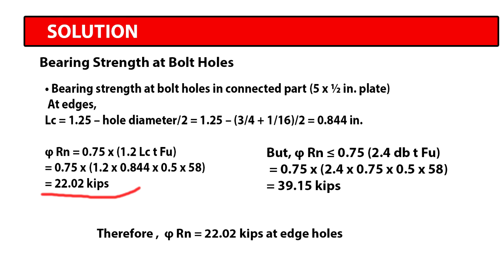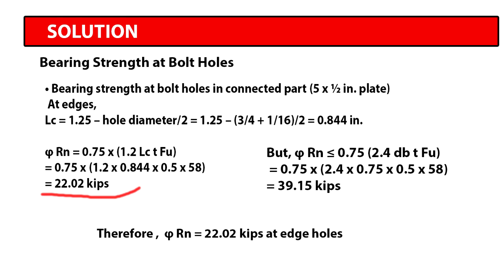Now for the upper limit, we have 0.75 times 2.4 D times T times FU. Then we have our D, which is equal to 0.75. Our thickness again is 0.5, and our FU again is 58. So we solve this, we have 39.15 kips. So comparing the values 22.02 and 39.15, 22.02 is less than, so we get our Phi times R sub n, which is equal to 22.02 kips at edge holes.